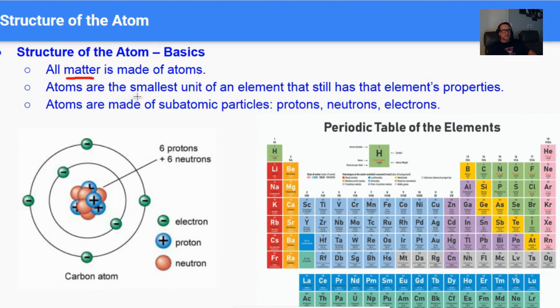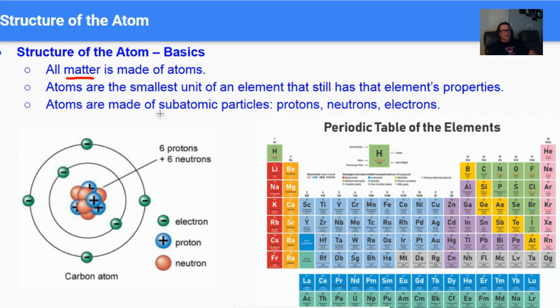Atoms are the smallest unit of an element that still has the element's properties. So you can keep dividing something like, say, you have gold. You can keep dividing it down, dividing it down. It's still gold until you get to an atom. Now you can break it down further, but it'll no longer be gold.